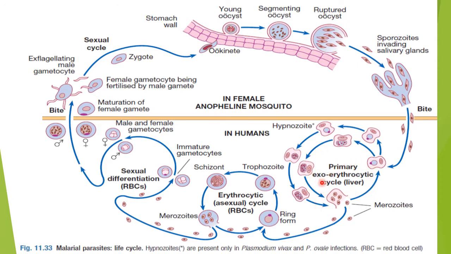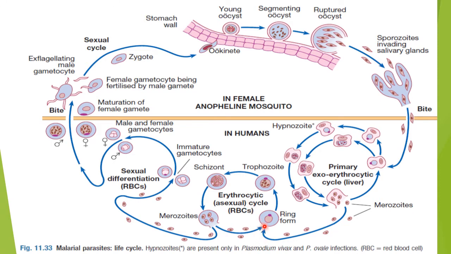And during this exoerythrocytic cycle, some hypnozoites are produced in the Plasmodium vivax and Plasmodium ovale infection. These hypnozoites serve as the reservoir of infection and can cause relapses even years after the infection has been treated. Otherwise, after the cycle occurs once or twice, then merozoites are released. The merozoites go into the blood again, and this time infect the RBC.